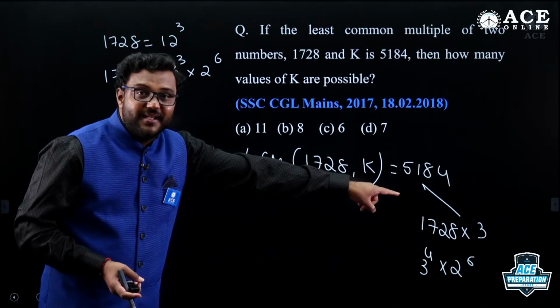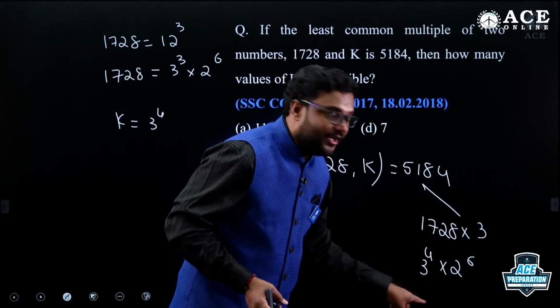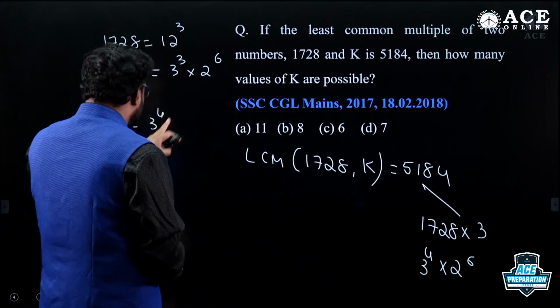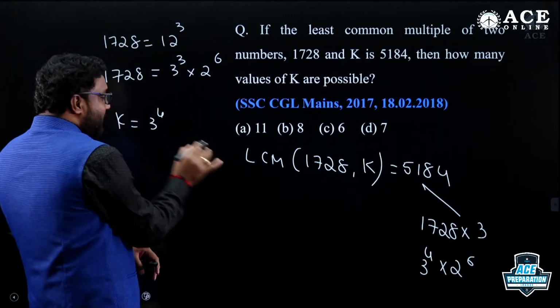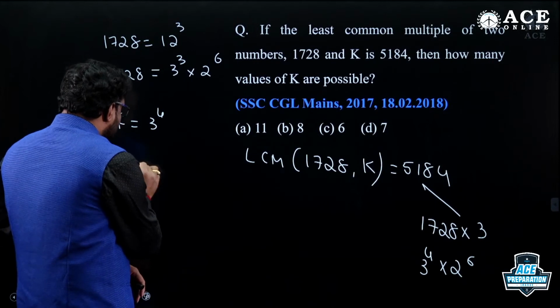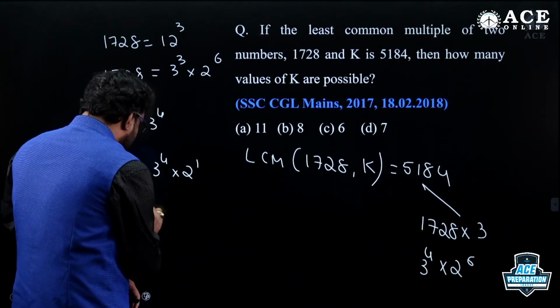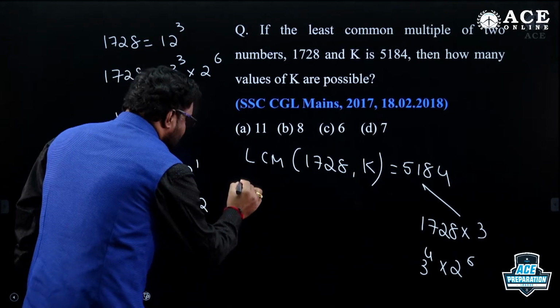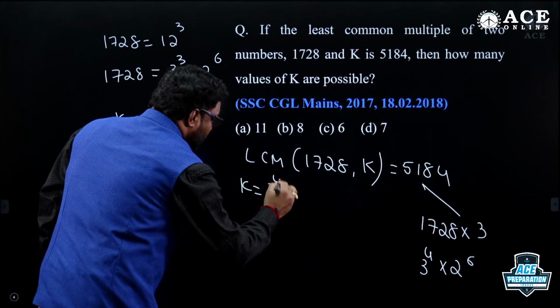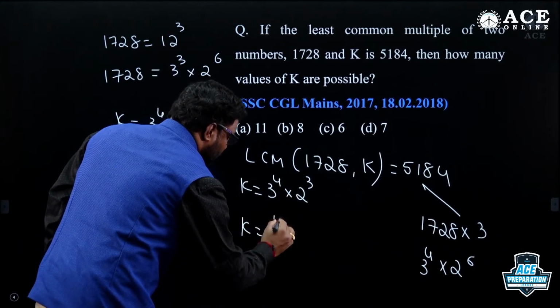What is the rule for LCM? Write all prime numbers involved. Here the prime numbers involved are 2 and 3 only. I cannot go with other numbers. Here I can write 3 power 4, one possibility, and still my result will not be disturbed. K can be 3 power 4 into 2 power 1, 3 power 4 into 2 square, 3 power 4 into 2 cube and 3 power 4 into 2 power 4.